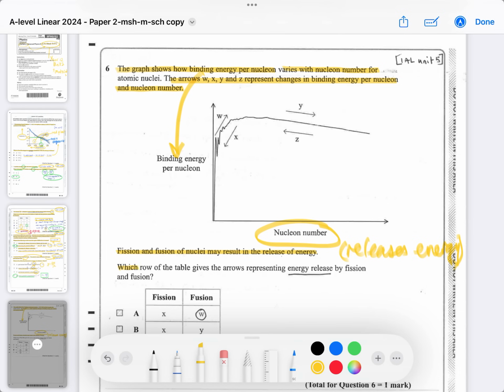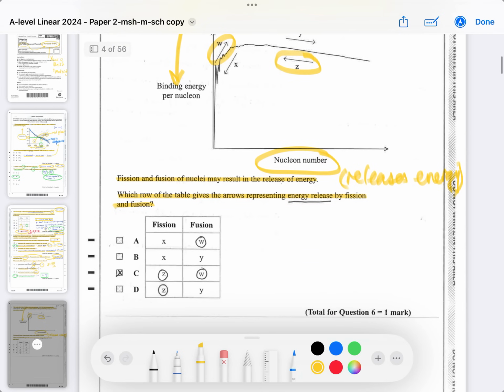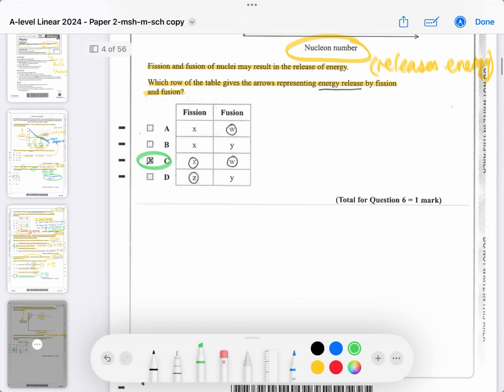Which row of the table gives the arrows representing energy released by fission and fusion? So fission would be Z, releasing energy because you're going up the slope, making something more stable, and fusion would be W going up the slope, okay? So increasing the binding energy per nucleon will release energy. So we want W and Z, and the only one with W and Z is C, okay?